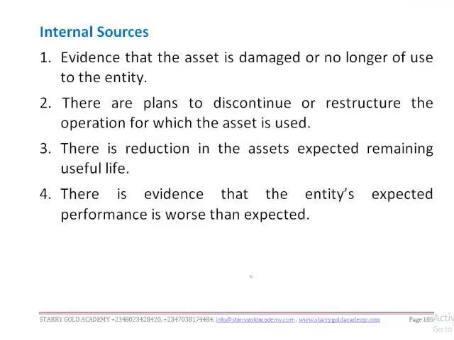Than the company market capitalization. Okay, so let's take the internal sources or internal indications of impairment losses. One of the internal indications of impairment losses is when there is evidence that the asset is damaged or no longer of use to the entity. So if an asset got damaged or is no longer put to use by an entity, such is an indication of that asset being impaired.